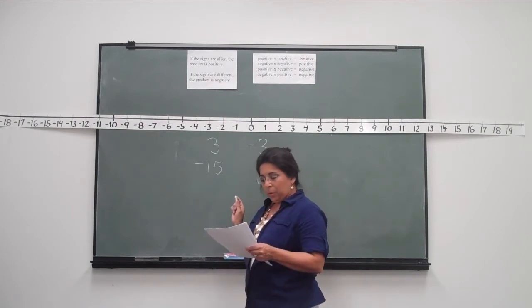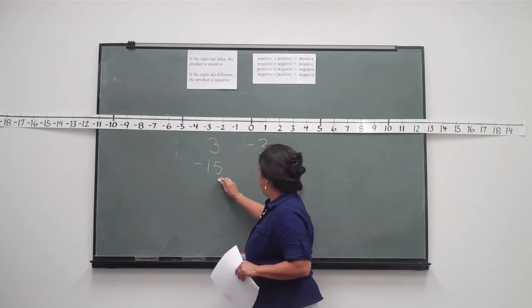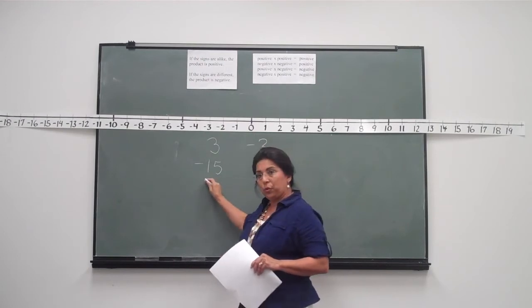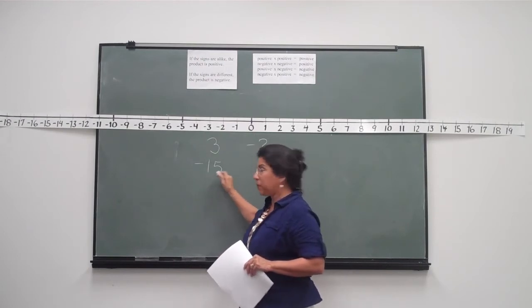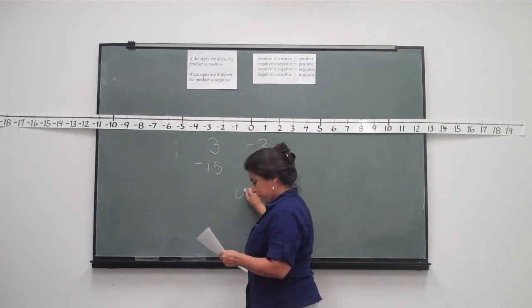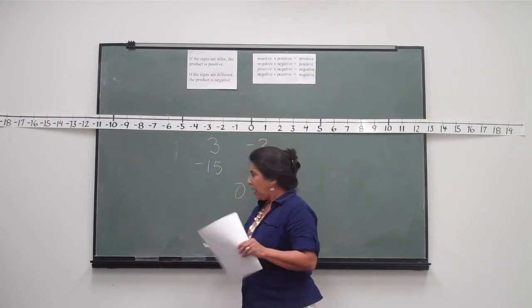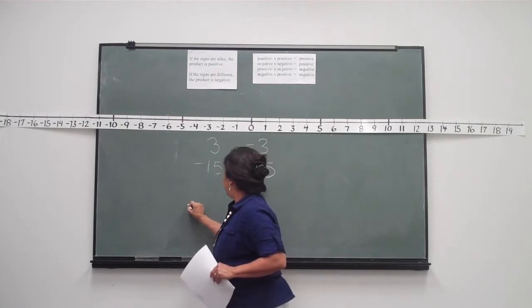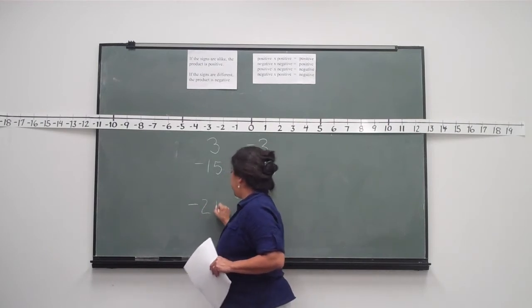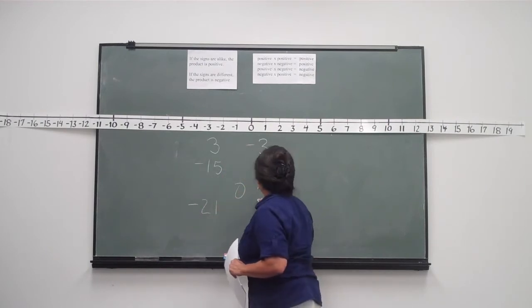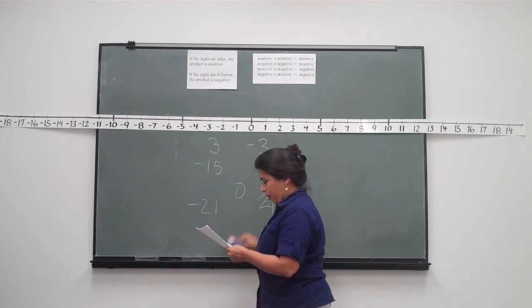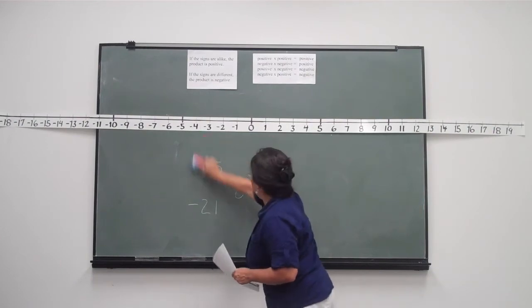Okay. And then when you add these two, the sum would be, that's correct, 0. And the opposite of negative 21, that's correct, 21. All right then, very good.